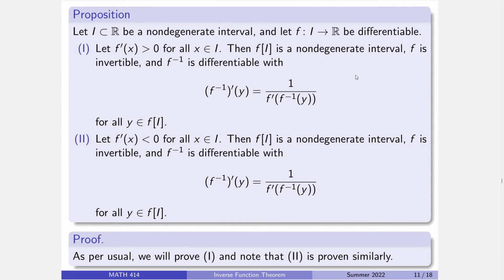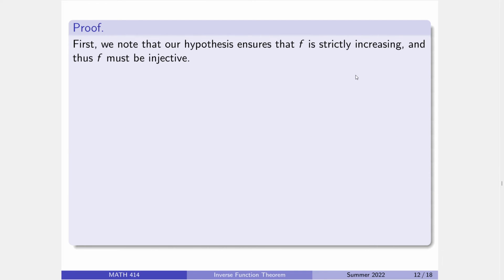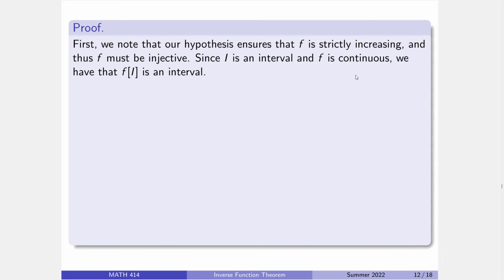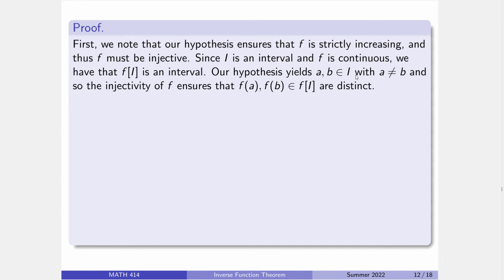So first things first. Since my derivative is strictly positive, I know I'm strictly increasing, so we've got to be injective. Now, since I is an interval, and my function is differentiable, meaning it's continuous, its range is an interval. Our hypothesis guarantees that there are a and b in I that are distinct, so the injectivity of f ensures that f of a and f of b live in the range and are also distinct. So, point one, the range is a non-degenerate interval, so we can talk about differentiability.